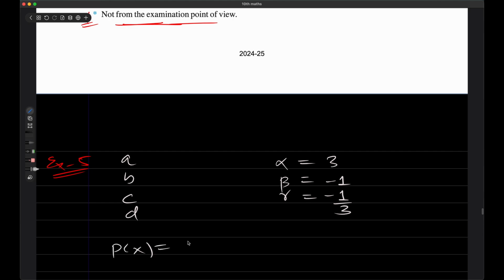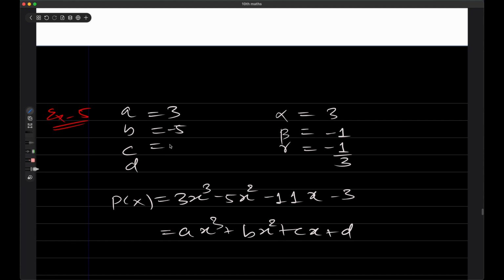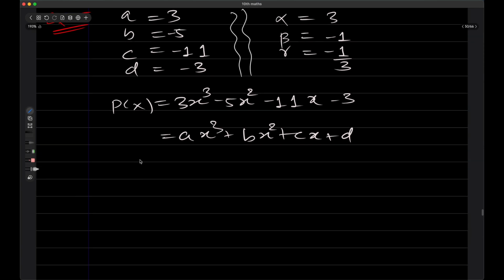And we have p of x equals 3x cube minus 5x square minus 11x minus 3. So for a, b, c, d, a equals 3, b equals minus 5, c equals minus 11, and d equals minus 3.